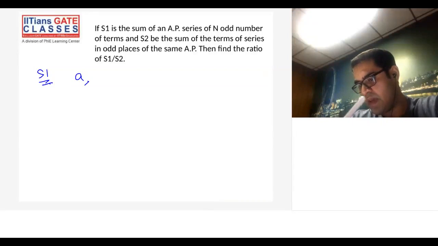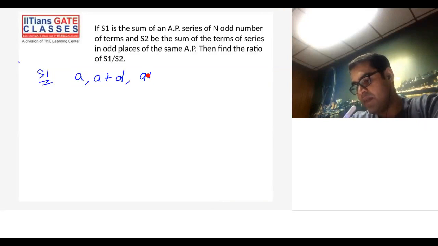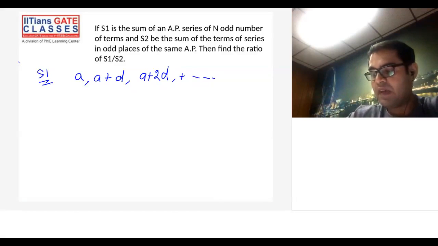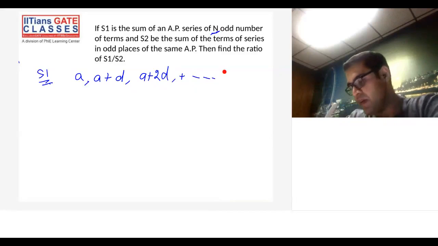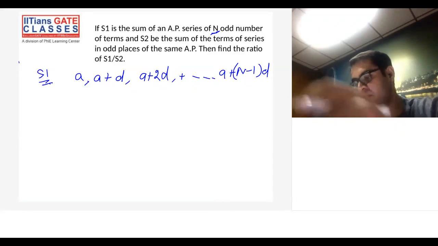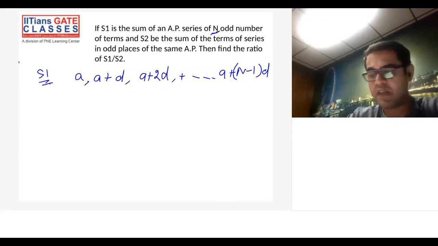So it is what? A, then a plus what? Odd number of terms, right? So a plus d, then a plus 2d up till finally c. Finally, we have n number of terms, but n is odd. Okay, that means a plus n minus 1 into d. This is my last term, a plus n minus 1 into d.